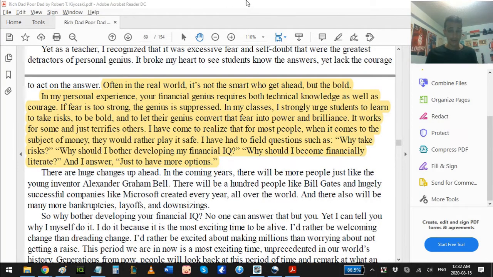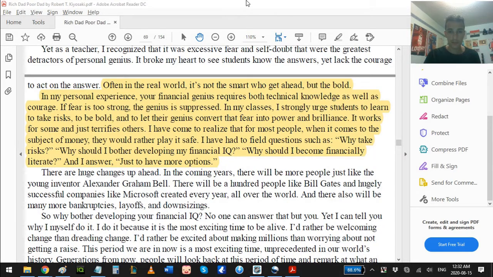So I really like this paragraph. To me, it summarizes what's the point of all this? Why bother investing? Why not just make a bunch of money, spend it, or just save your money? What's the point of buying assets, buying liabilities?